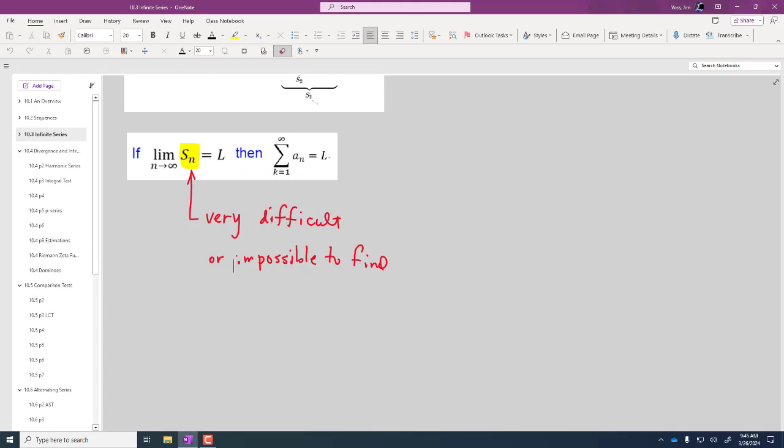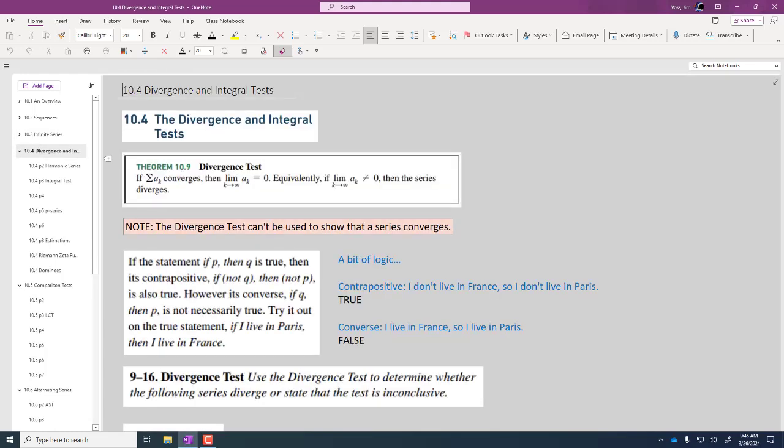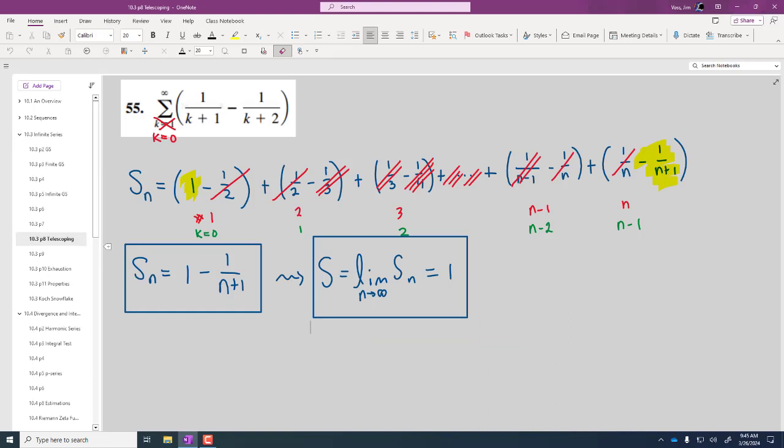Okay, so let's go to 10.4. We are now moving into the non-S sub n series. With geometric and telescoping series, you could find S sub n. Remember, if you have a formula for S sub n and want to know whether the series converges or diverges, all you need to do is take the limit of a sequence.